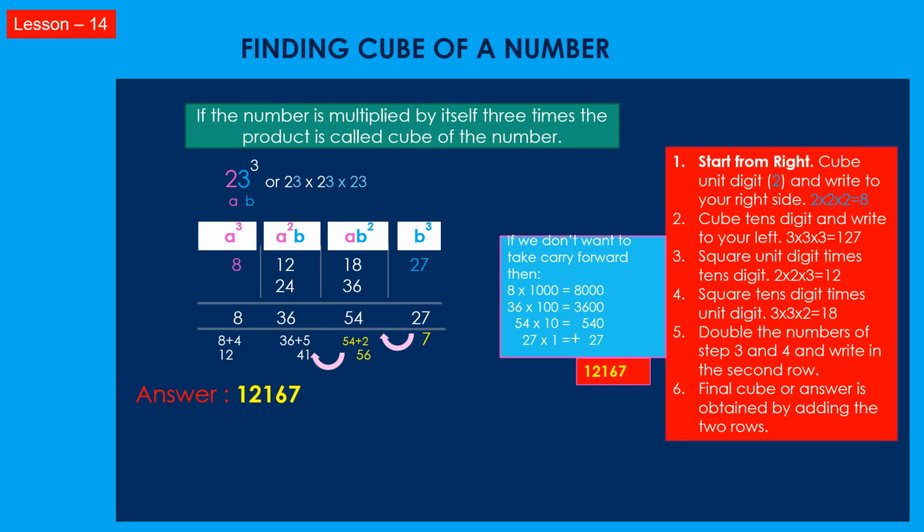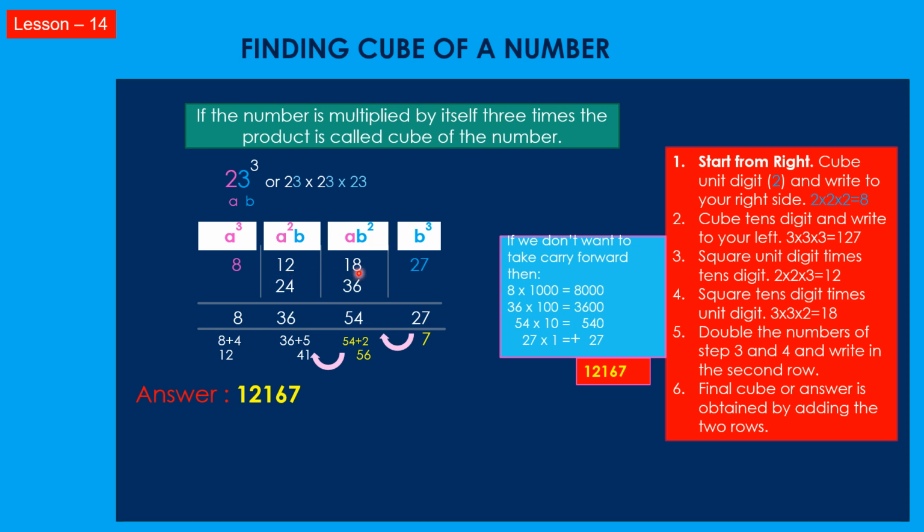So now let us see how we find the cube of the number 23 with the second method. In the second method you make 4 columns, and to the right you do b cube, to the extreme left you do a cube, and then you do a square b and ab square. So b cube, b is 3, so 3 cube is 27, and a cube, a is 2, so 2 cube is 8. And then here you do a square b and ab square, so you get 12 here and 18.